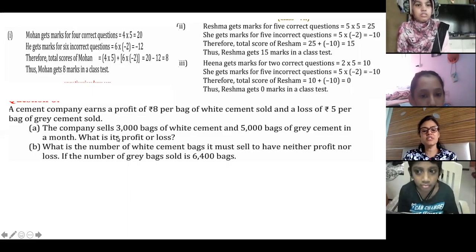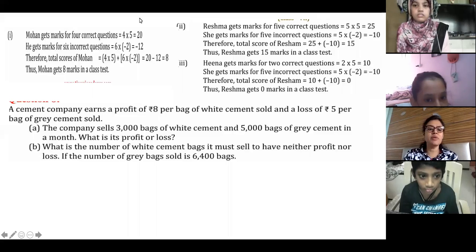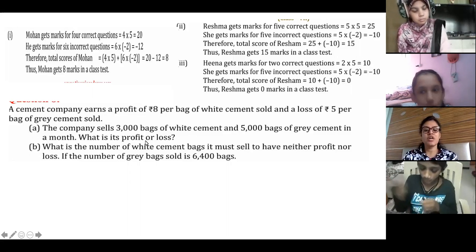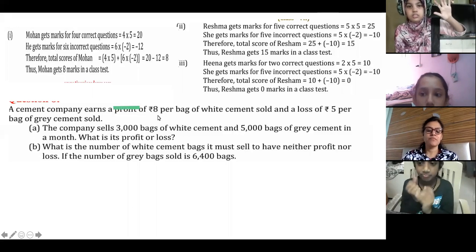So the company sells 3,000 bags of white cement and 5,000 bags of gray cement a month. What is its profit or loss? What will it be, profit or loss? That means you have to find it. How will you find it? You will divide.